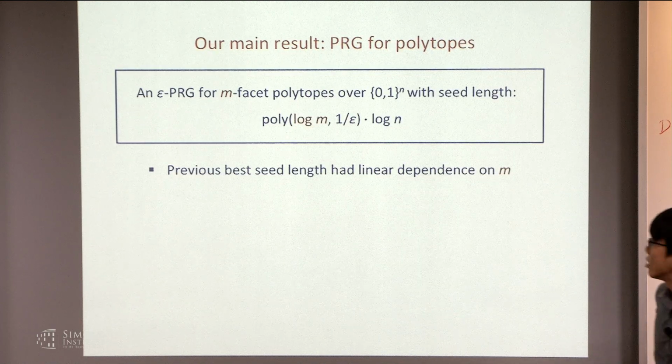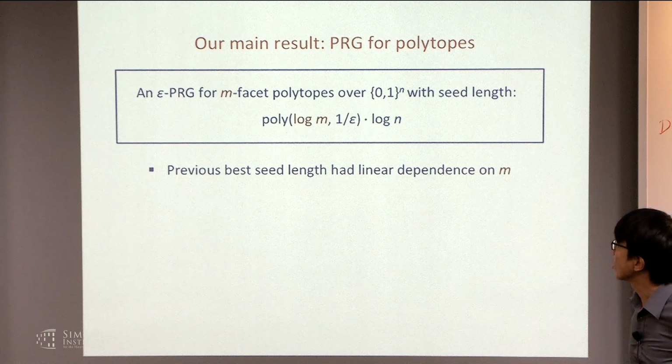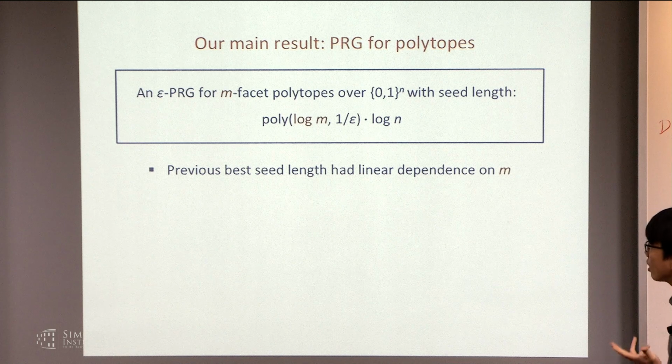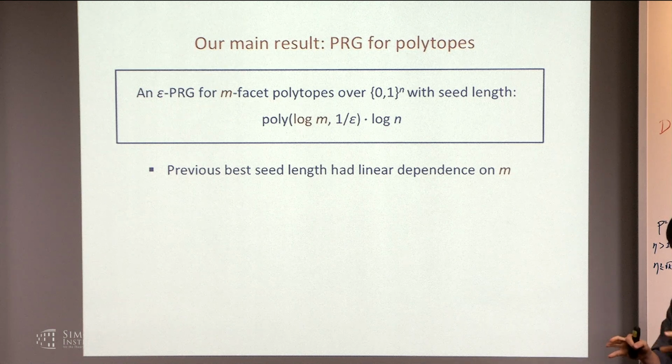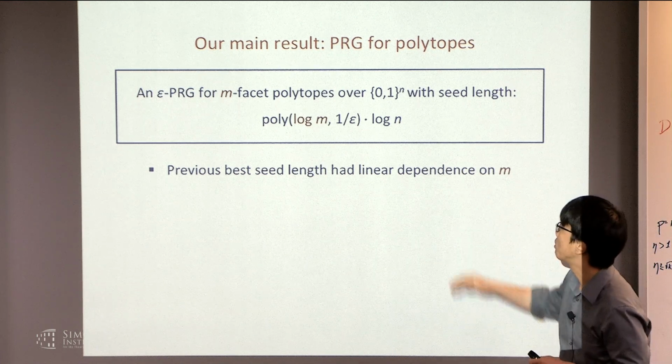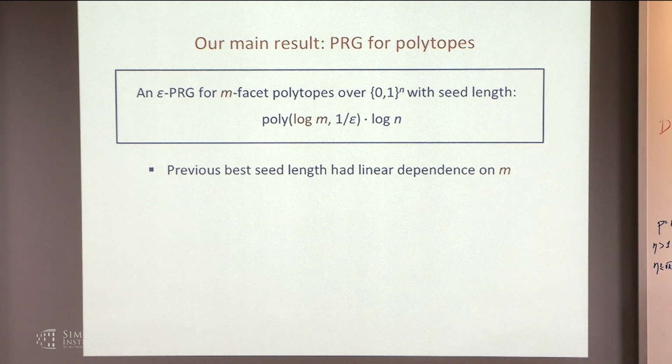Okay, so here's our main result. We give an epsilon PRG for the class of m-facet polytopes over n dimensions with seed length poly log m, poly in 1 over epsilon, multiplied by log n. There's actually been quite a bit of work on this problem in various special cases, and I'll go into detail in the next slide. But for this general version of the problem, the previous best seed length had linear dependence on m. So the key here is the exponential improvement in m.